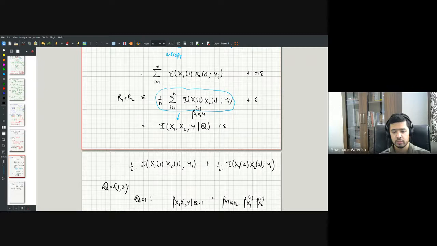Right. So this is just another way. Again, all that you need to keep in mind is that it is just another way of representing 1 over n times the summation of the mutual informations in terms of a conditional mutual information, where this condition is taken over some time sharing random variable.